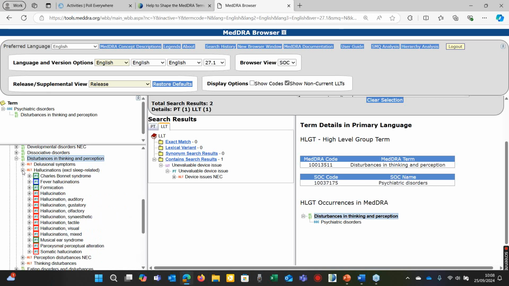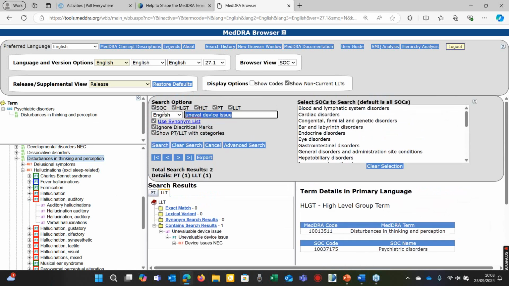So we felt it was hallucination. So I can open that. We call this top-down searching. And here we see the types of hallucination. We've got the different senses specified at the PT level. We know that he was hearing voices, which would be an auditory hallucination, and this would be any of these LLTs under here, verbal or auditory.